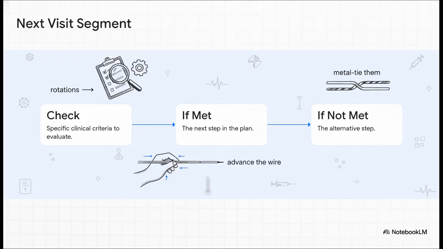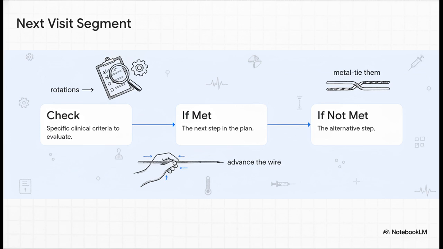Tacked right on to those 4 core sections is the next visit segment. Think of this like a flawless 3-step logic puzzle you're leaving for the next assistant, so they don't have to play guessing games. It always lays out: 1, what specific clinical criteria are we checking for? 2, what's the move if that criteria is met? And 3, what is the backup plan if it isn't? So check rotations. If they're gone, advance the wire. If they're still there, metal tie them.